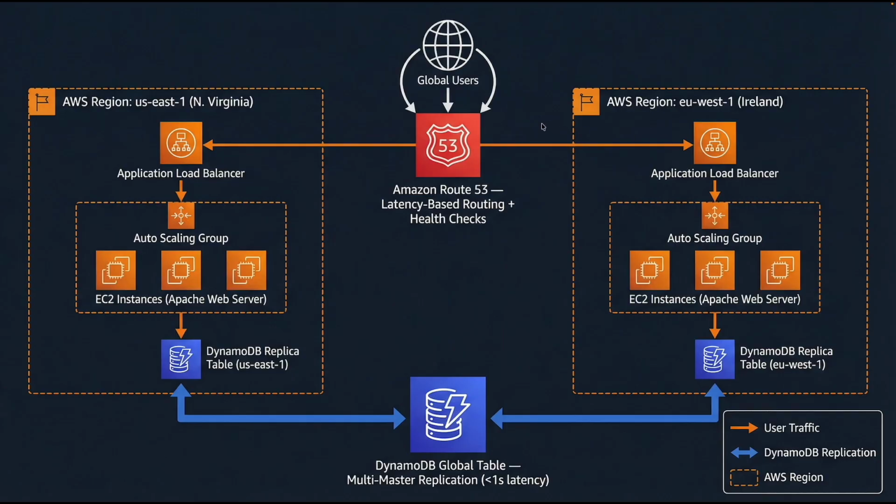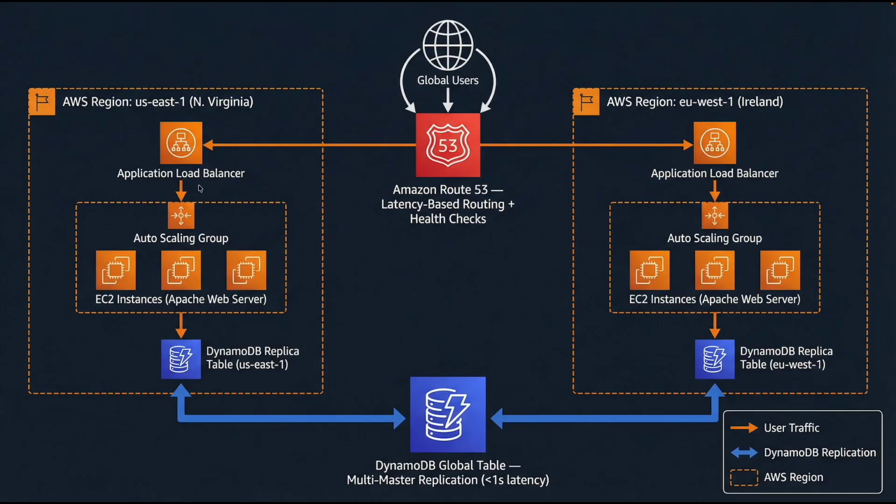Now, going down the architecture, inside each region we have an identical setup. It's going to be a stateless stack, an application load balancer distributing traffic to our auto-scaling group of EC2 instances. We have Apache web server, and because the application is stateless, any instance here can handle any request that comes in.